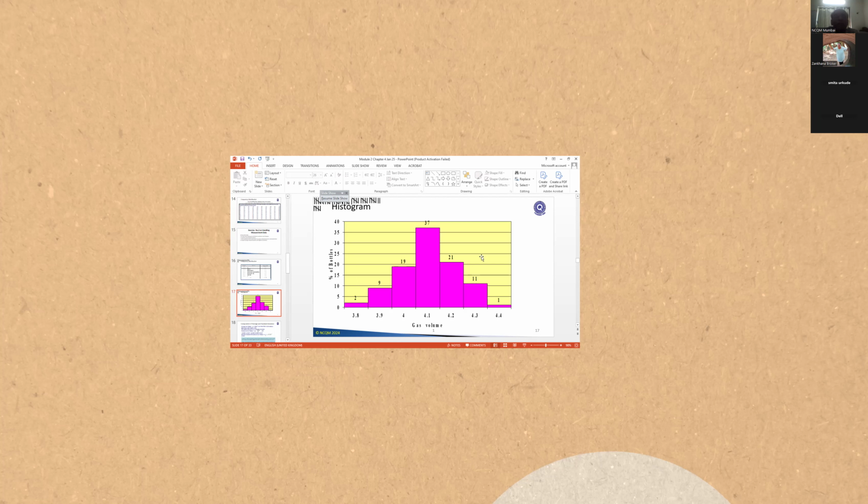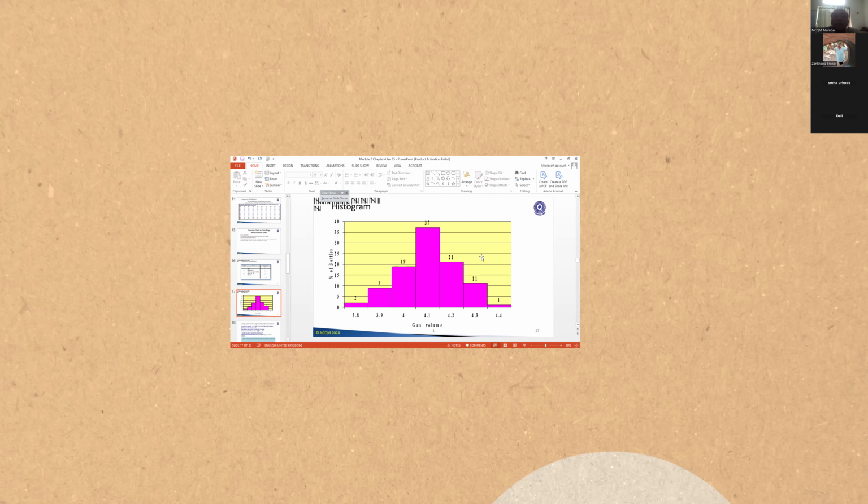Whatever data points fall between 3.8 and 3.9 come under the first category, the first bin. We call them bins. We usually divide the data into 7 to 10 bins, find out how many data points are under each bin, and then in proportion to the number of data points in that bin, we draw a histogram, which gives us an indication of the pattern of variation.